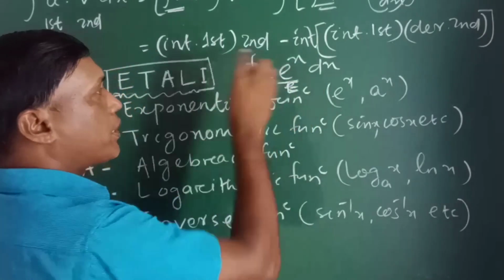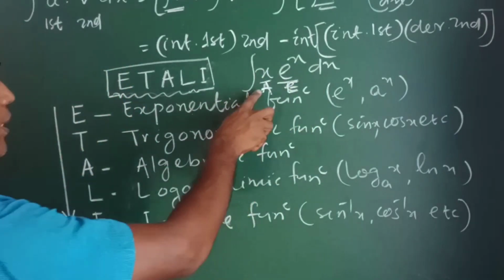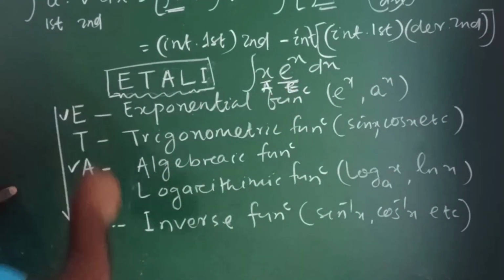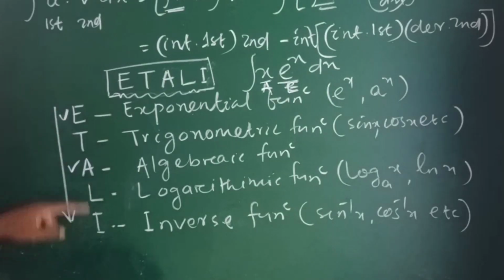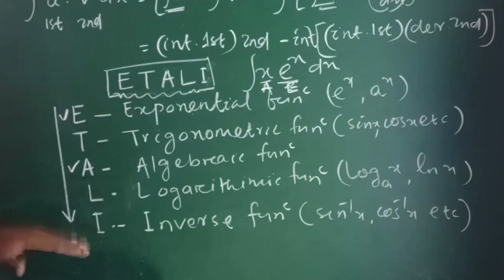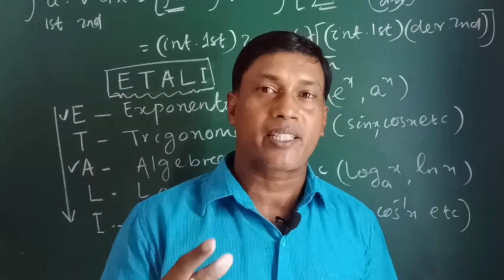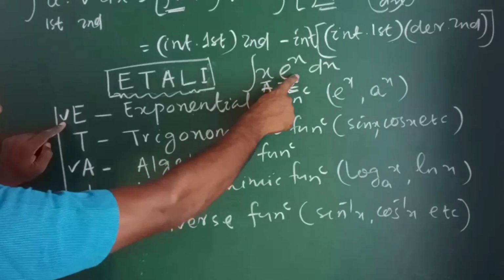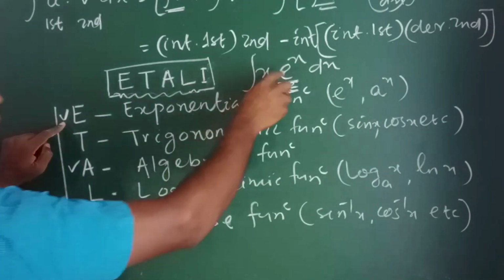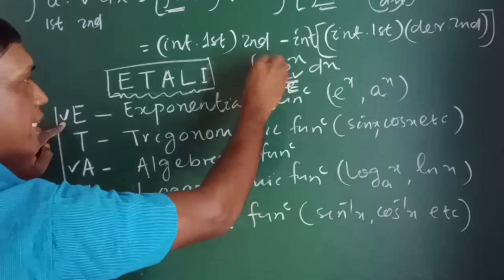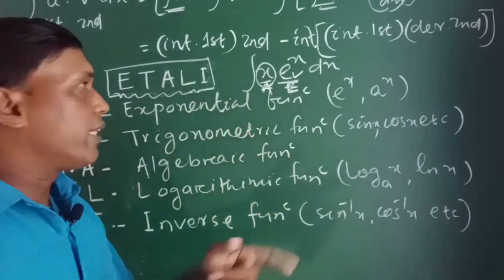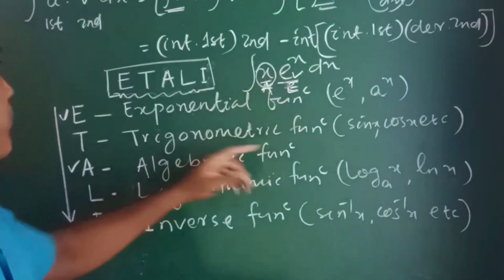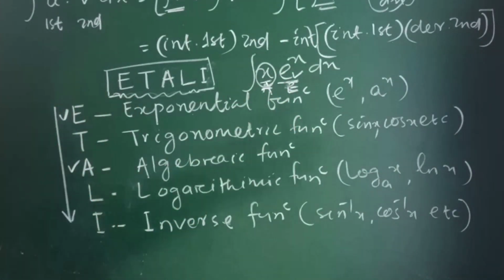This is the algebraic function, this is the exponential function. Look here: the algebraic function is here, the exponential function is here. So which appears first, which comes first in the list? In this serial, which function comes first? The exponential function. So e to the power x comes first in this serial. So this will be the first function and this will be the second function. That means we have to take e to the x as the first function, because e to the x is the exponential function, which appears first in the list.